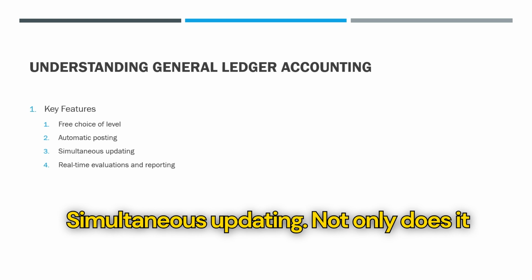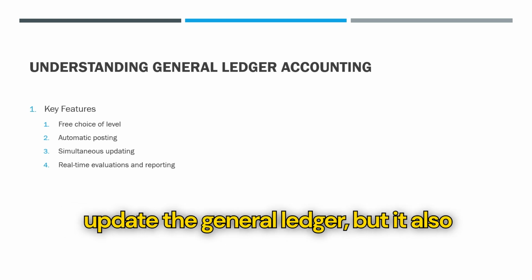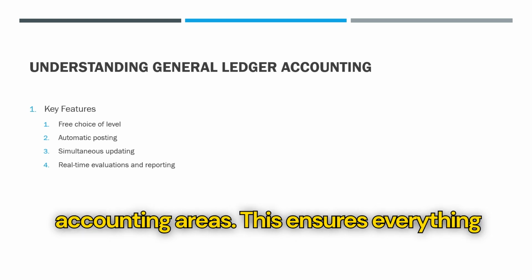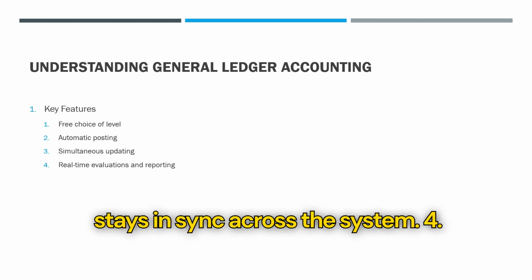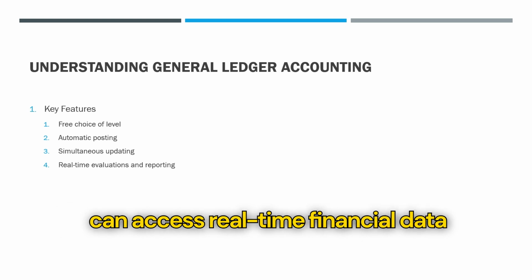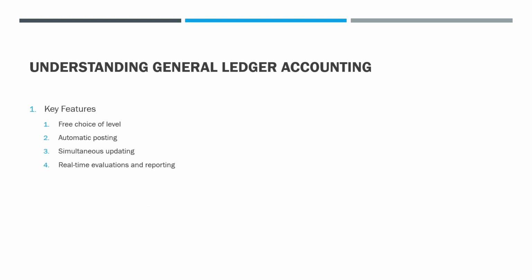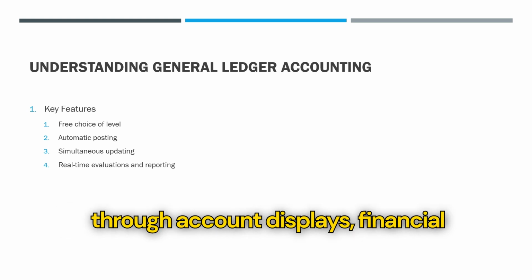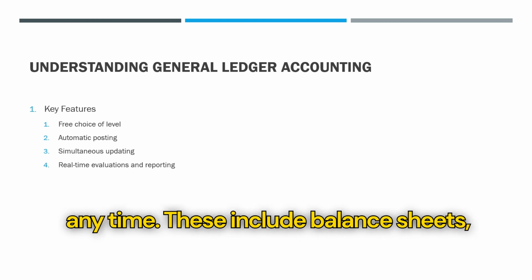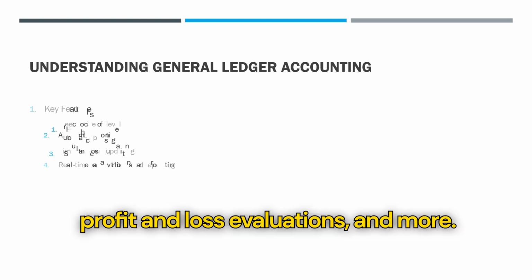3. Simultaneous updating. Not only does it update the general ledger, but it also updates parallel ledgers and cost accounting areas. This ensures everything stays in sync across the system. 4. Real-time evaluations and reporting. You can access real-time financial data through account displays, financial statements, and in-depth analysis at any time. These include balance sheets, profit and loss evaluations, and more.